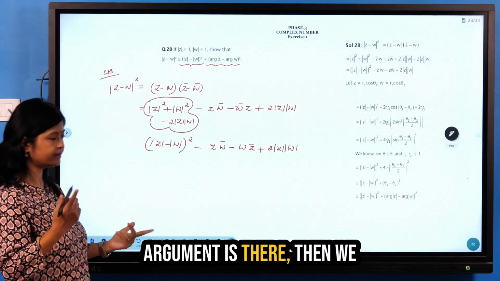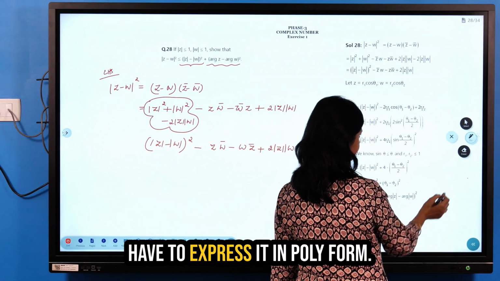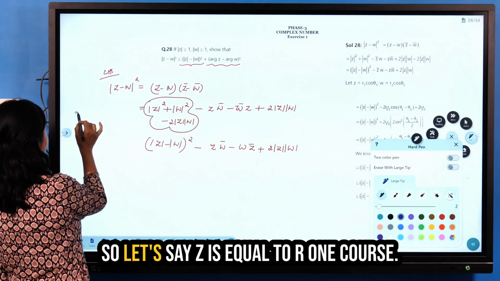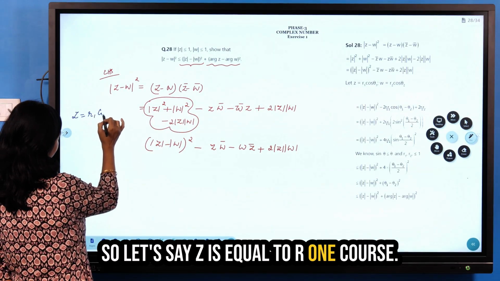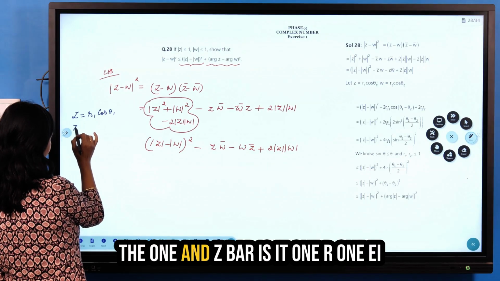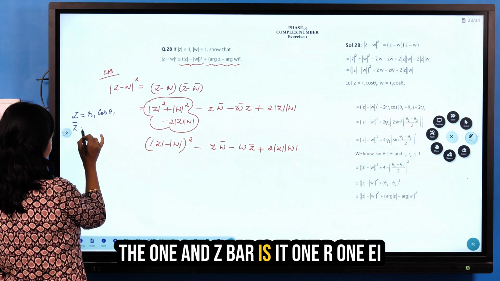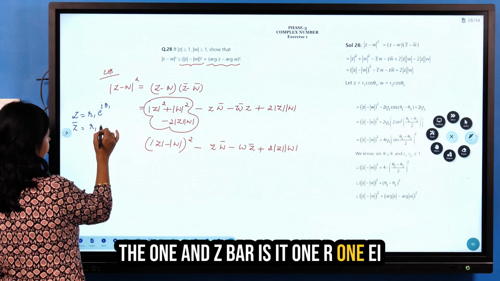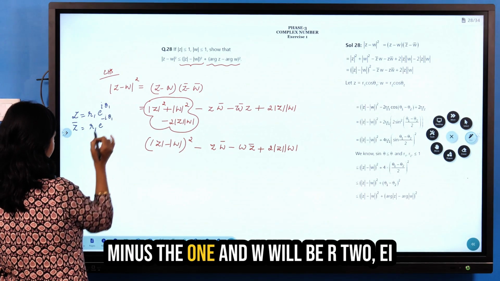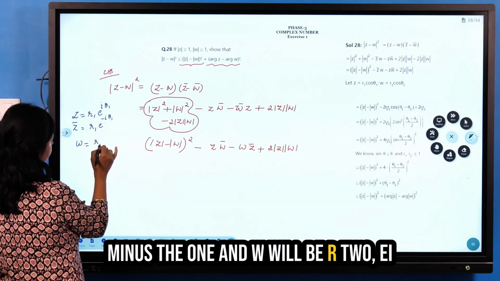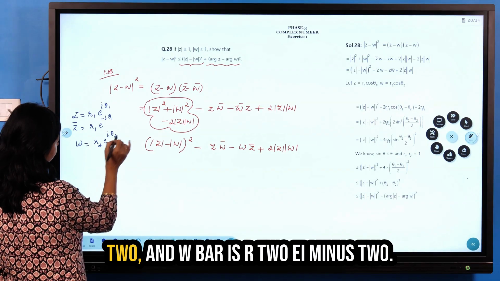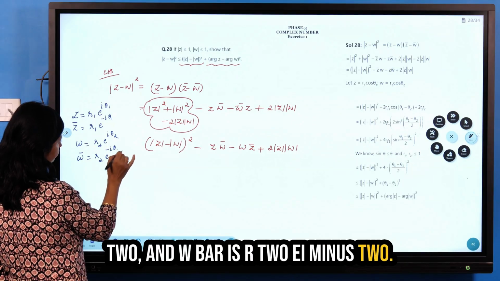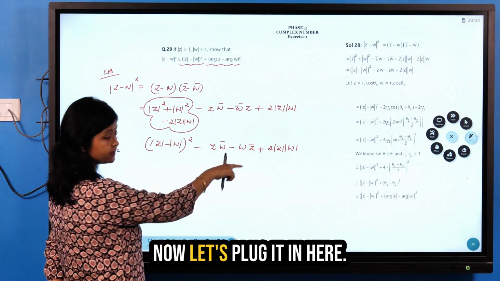Now, because argument is there, then we have to express it in polar form. So let's say z is equal to r1 e to the power i theta 1 and z bar is r1 e to the power i minus theta 1, and w will be r2 e to the power i theta 2 and w bar is r2 e to the power i minus theta 2. We know that. Now let's plug it in here.